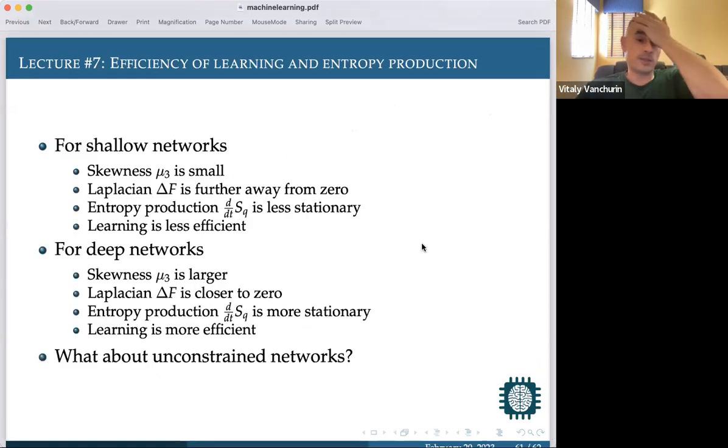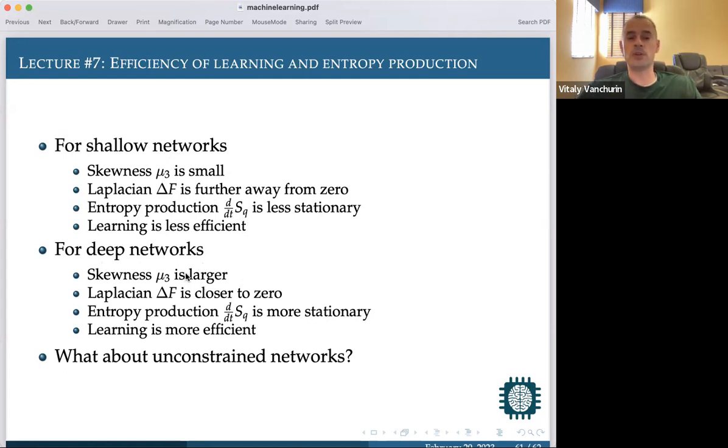Okay, so let's summarize. So that's what we know. We know for the shallow networks, mu3 is smaller compared to the mu3 for the deep. Now, the Laplacian is further away from 0. This is in the Gaussian limit, where we are making sure that this system doesn't overfit. Now, the entropy production is less stationary, so it's further away from 0. And therefore learning is less efficient. So this is just the result of the considerations of the stationary entropy production principle.